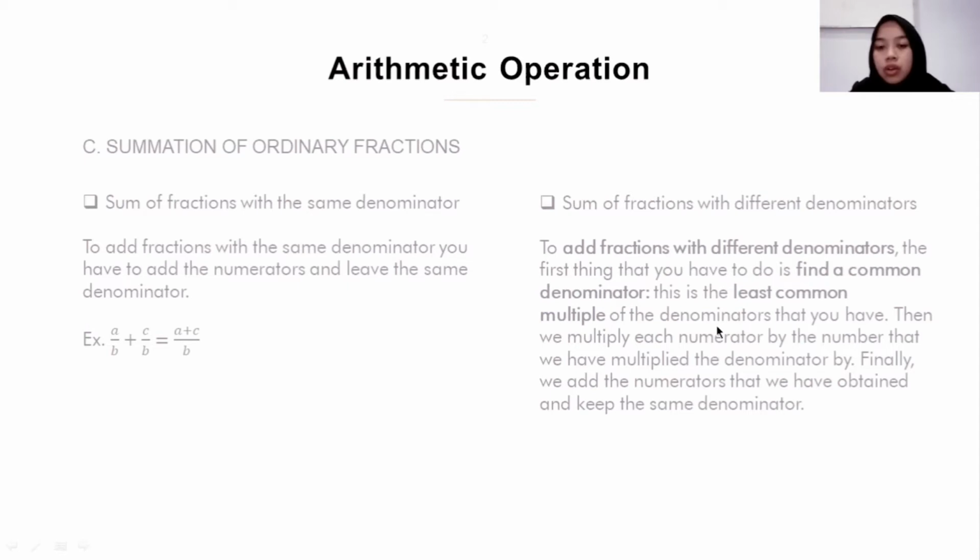Okay. For the next, we have sum of fractions with different denominators. To add fractions with different denominators, the first thing that you have to do is find a common multiple of the denominators that you have. Then we multiply each numerator by the number that we have multiplied the denominator by. Finally, we add the numerators that we have obtained and keep the same denominator.